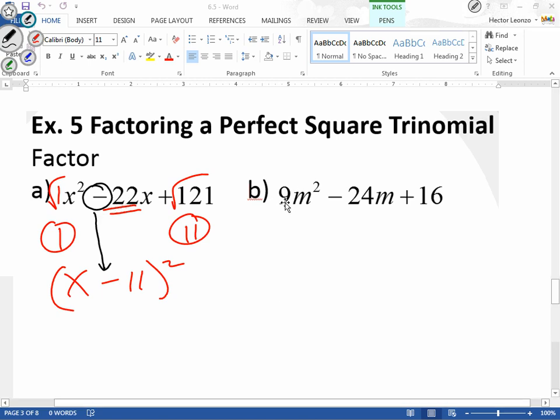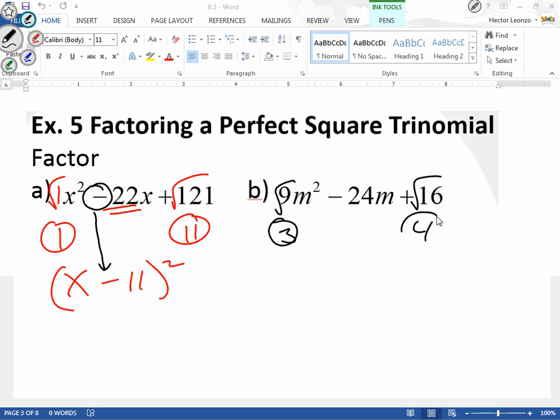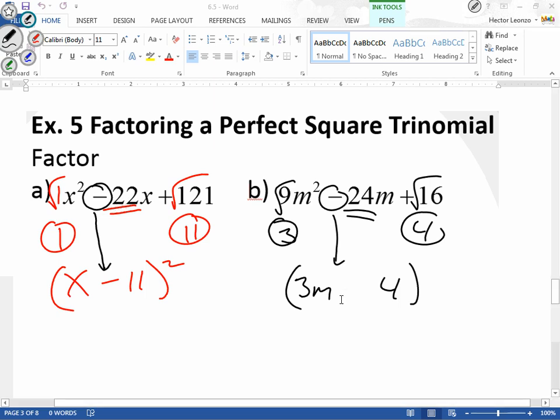Looking at this other question, the square root of 9 is 3. The square root of 16 is 4. When I multiply these, 3 times 4, that gives me half of 24. Right? 3 times 4 is half of 24. So I do have a perfect square. I'm going to do 3m to begin with. I'm going to do a 4 to end my perfect square. And because of the minus sign, I'm going to put (3m minus 4) all squared.